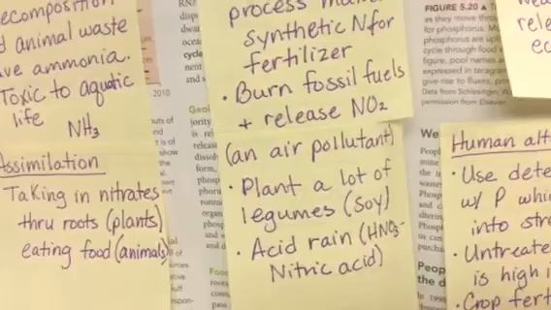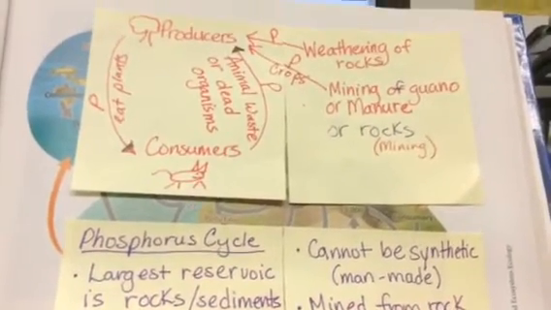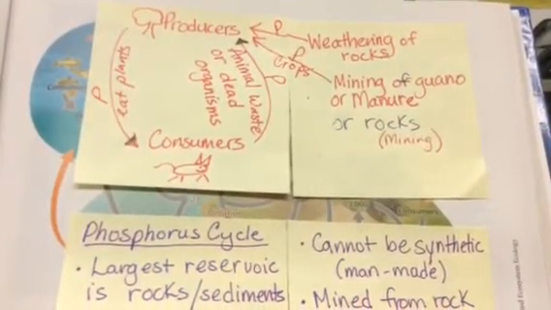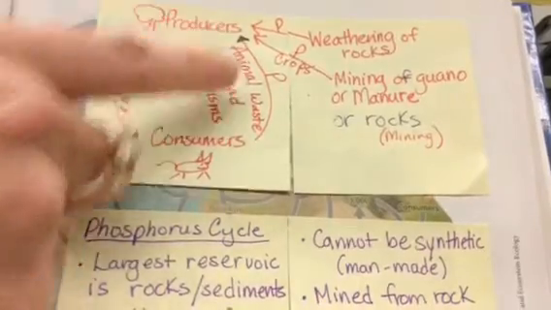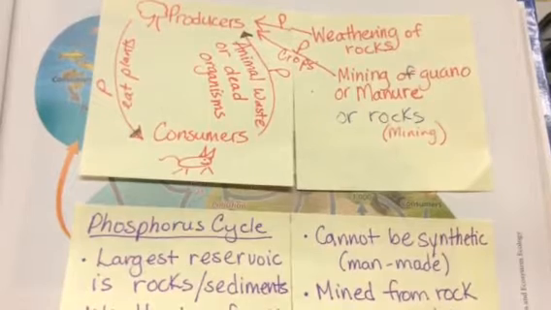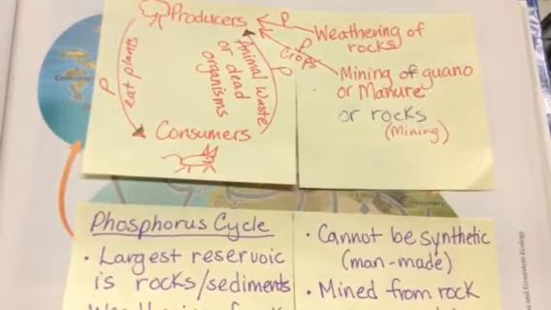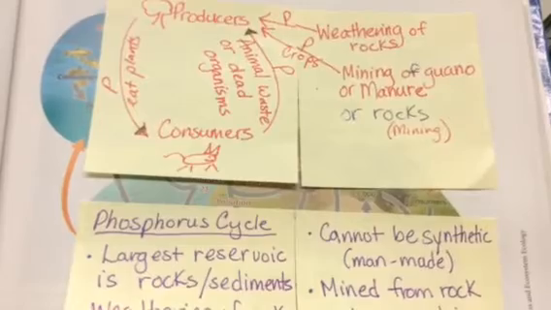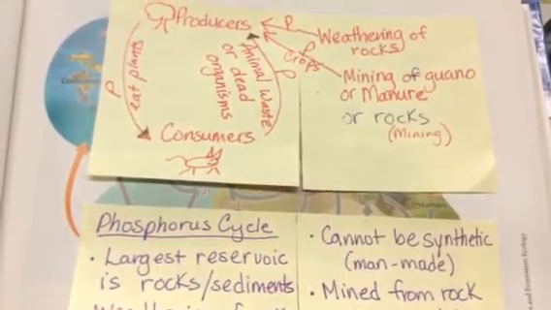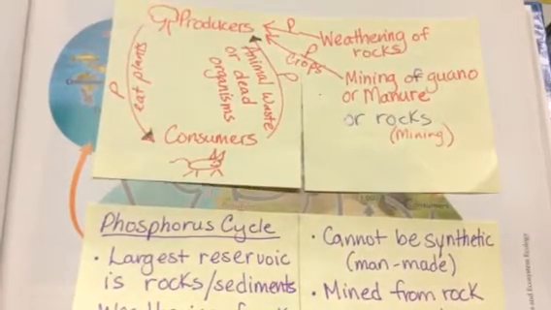Going on to the next cycle, we have the phosphorus cycle. Here's a simpler drawing. It's a slow cycle, and basically producers give us phosphorus for our bodies when we eat plants. We need phosphorus because DNA has a sugar phosphate backbone, and ATP in our body is made out of adenosine triphosphate, so we need phosphates. Animal waste or dead organisms give phosphates back to producers.